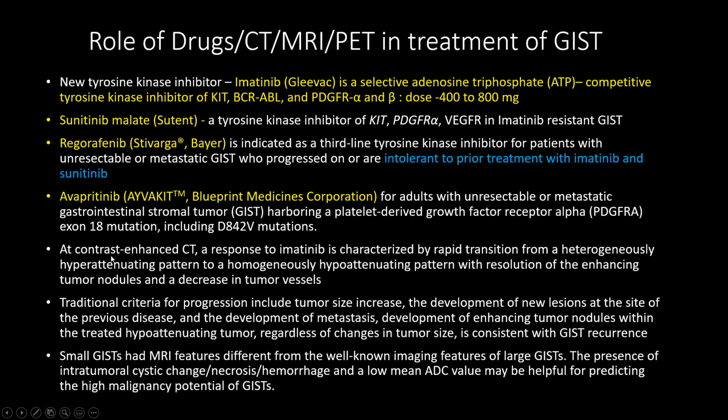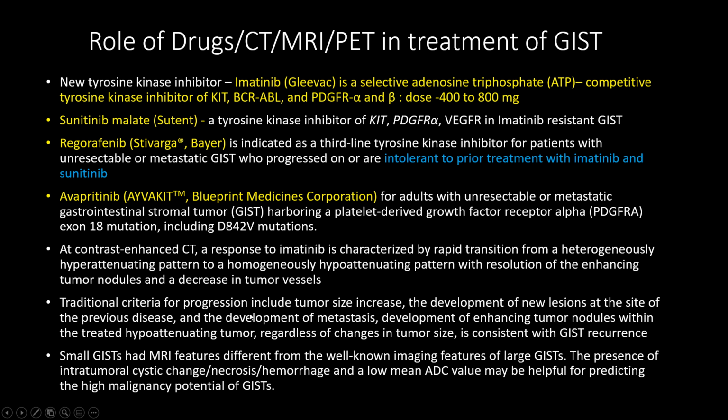And coming to the role of CT, on contrast CT, a response to imatinib is characterized by rapid transition from a heterogeneously hyperattenuating pattern to a homogeneously hypoattenuating pattern with resolution of enhancing tumor nodules. So when the hyperattenuating pattern is converted to a hypoattenuating pattern, it shows good response to imatinib treatment, and resolution of enhancing tumor nodules and decrease in the tumor vessels is a very good prognostic sign for response to imatinib treatment.